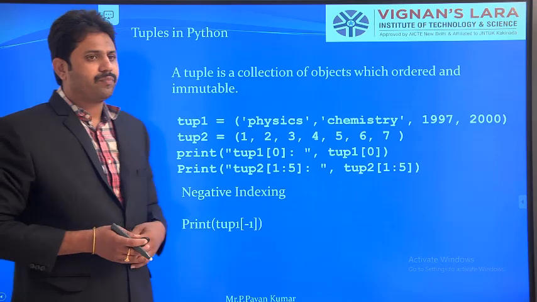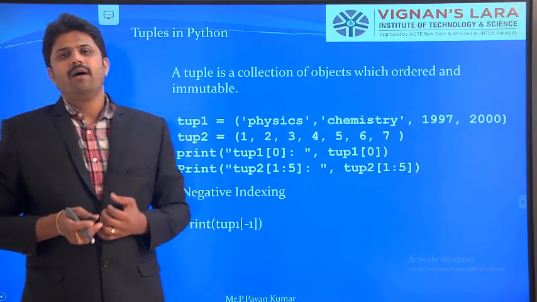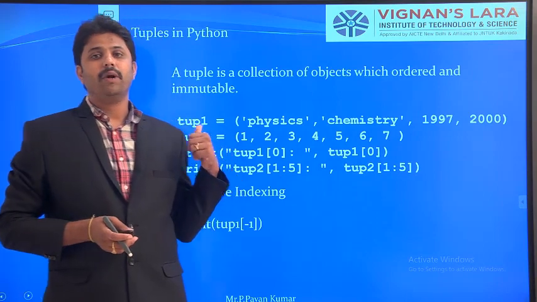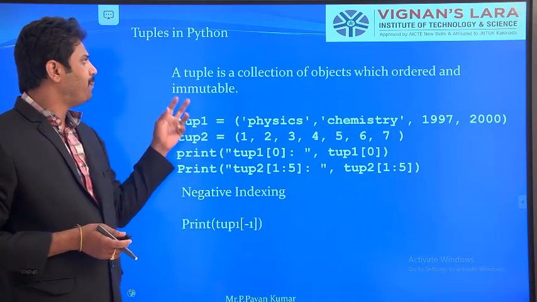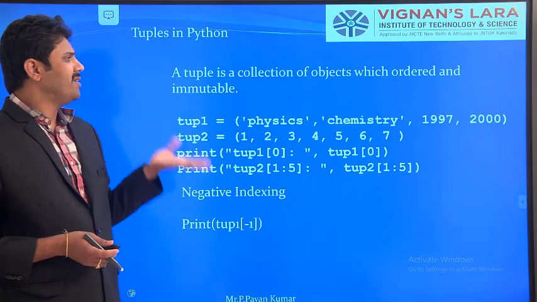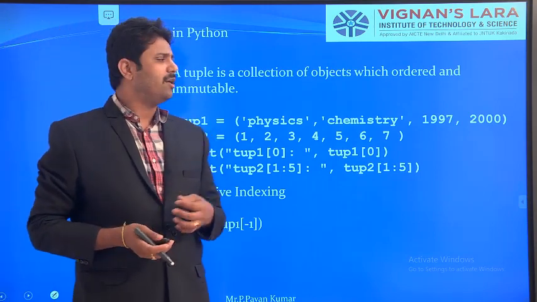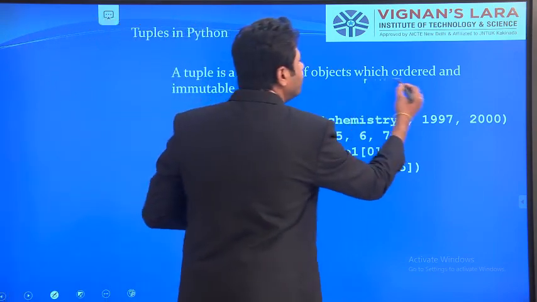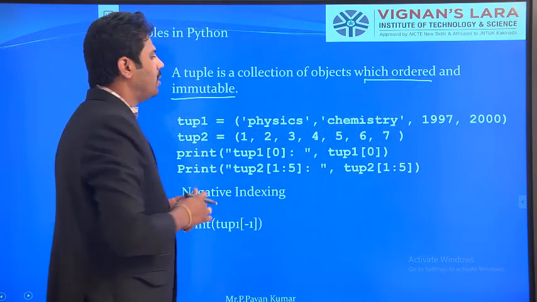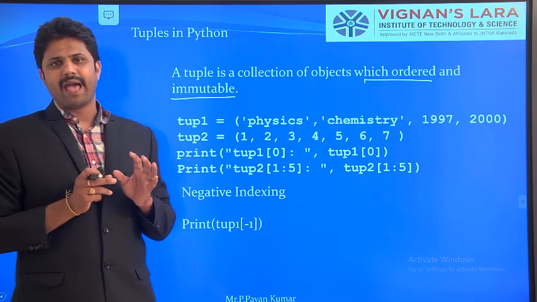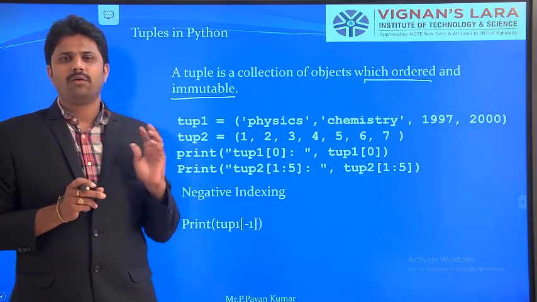Next one. The second data structure in Python programming. This is also a built-in data type. That is nothing but tuple. What is a tuple? We have already seen a tuple is a collection of objects which are ordered and immutable, so there is indexing available in the tuple.